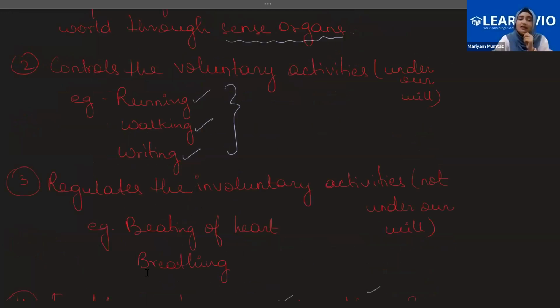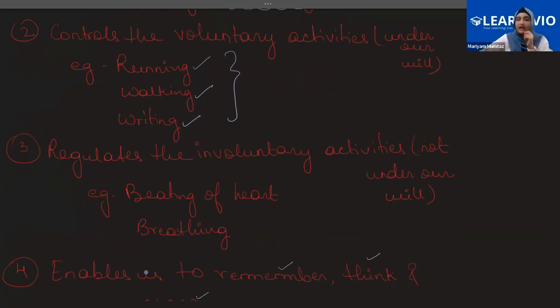Third one is that it also regulates the involuntary activities, the stuff that is not under our control. Such as the beating of our heart, the breathing. Like when we sleep, we don't know what's happening around us, isn't it? We don't know what the other person is saying. But even after that, when we sleep, we do not stop breathing or our heart does not stop working. Why? Because the involuntary activities are also regulated by the nervous system.